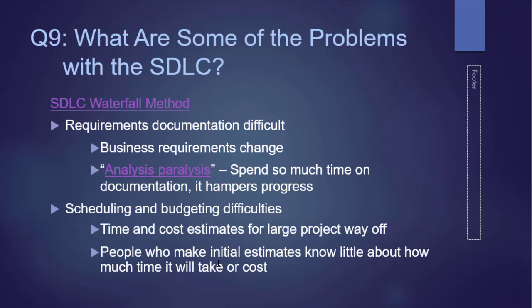There are also some scheduling and budgeting difficulties, especially if it's a large project that may be even 2 to 5 years before it gets implemented. During that 2 to 5 years, you might have people quit the company or get hired by the company. They've got to be brought up to speed on how this project's working, and that can even slow the project down some more.